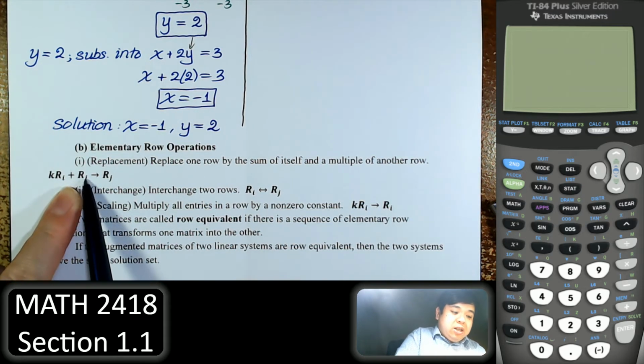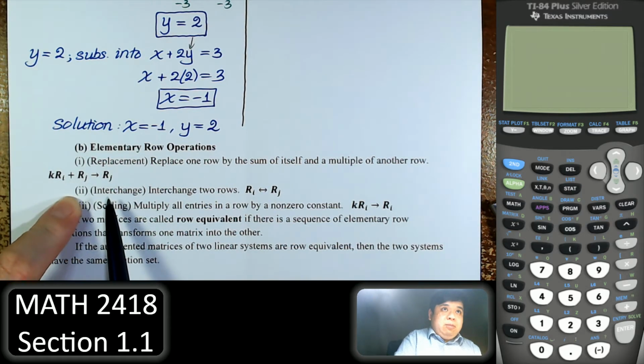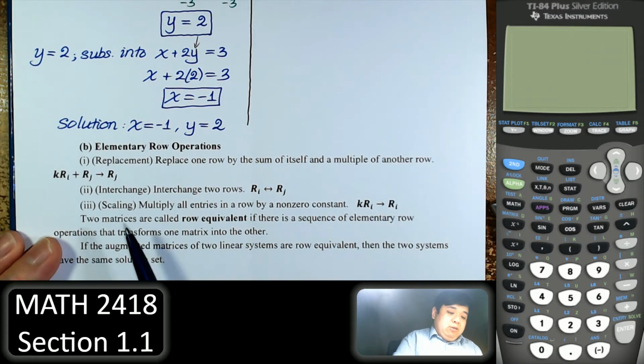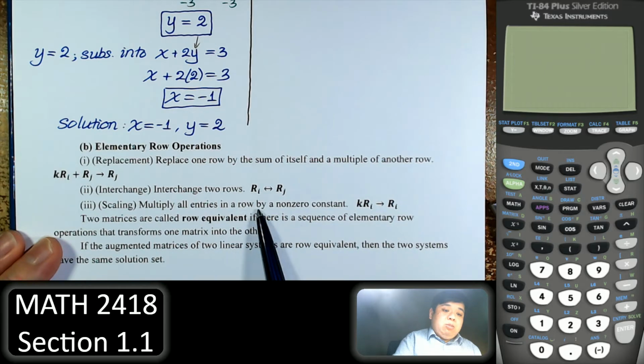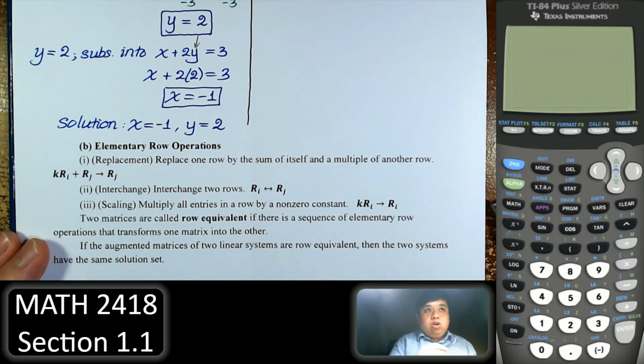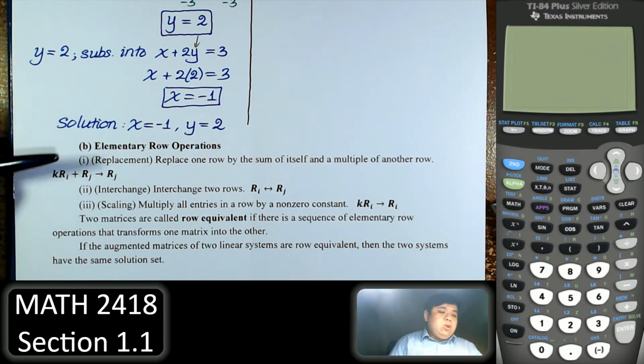So notice that R_j and R_j here will be the same. This is easy: interchanging, row i and row j interchange. And finally, multiply all entries of a row by a nonzero constant. So row i, multiplied by k, whatever we have, goes to row i. So those are the elementary row operations.